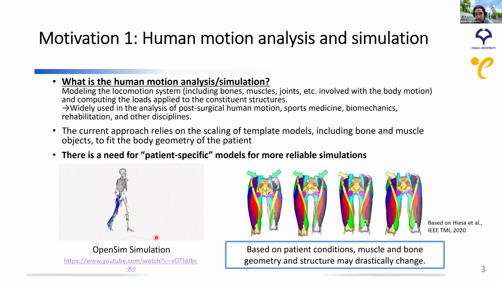Several studies have pointed out that this kind of fitting approach does not consider the geometrical properties of the musculoskeletal structures of each patient. Indeed, if you look at the right-hand image, which shows the muscles of 4 different subjects we obtained from CT images, you can observe that the variations in the muscles, such as the blue one I'm showing here with the arrows, differ from one patient to another. Therefore, we are highly motivated to make human motion analysis more patient-specific by involving medical images in the simulation software.